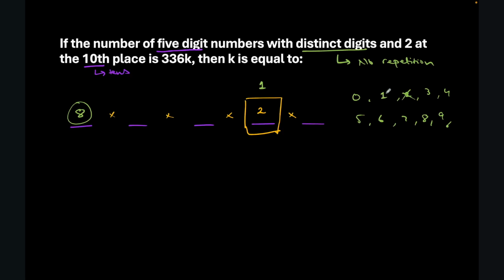So let's say I took out 1, for example. Now I have another 8 options left. Now, let's say I took out a 0. Now I have 7 options and then 6 options. So I have 336k times 8 times 8 times 7 times 6.